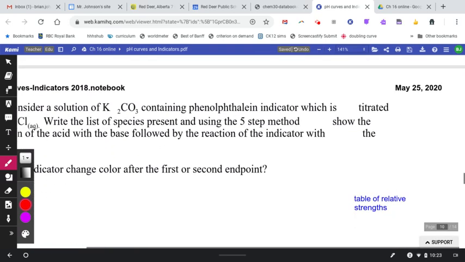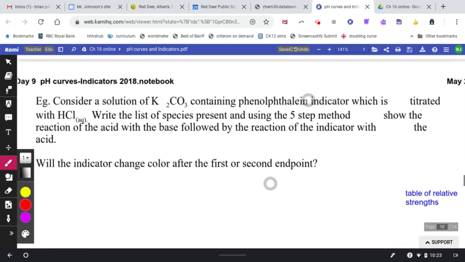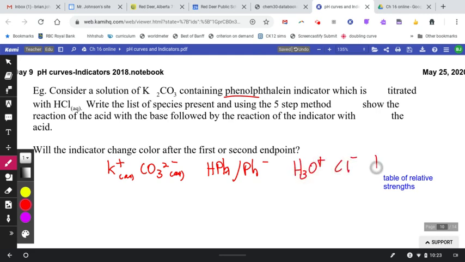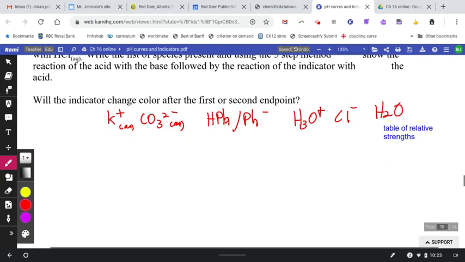Okay, so let's try this out. What does this look like when we're actually using Bronsted-Lowry theory? Consider a solution of K2CO3. So that's ionic. That dissociates into K plus, CO3 2-. So I'm getting set up to see the reaction. We have phenolphthalein as an indicator, which has an acidic form, HPh, and a basic form. And it's titrated with hydrochloric acid, which is H3O plus and Cl minus, and there's water present. I'm going to not write aqueous just because it's going to get crowded.